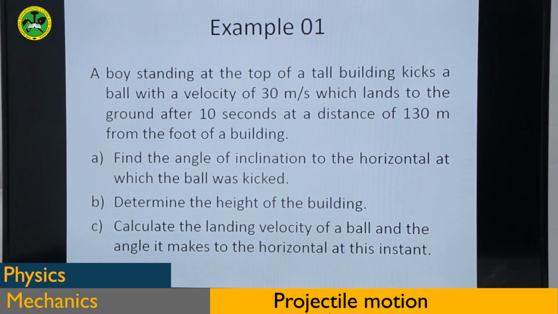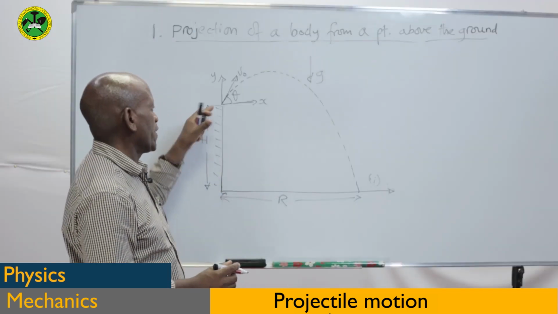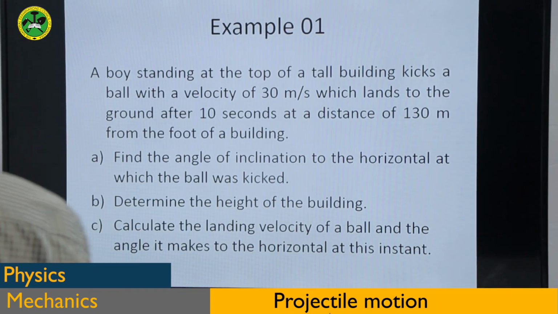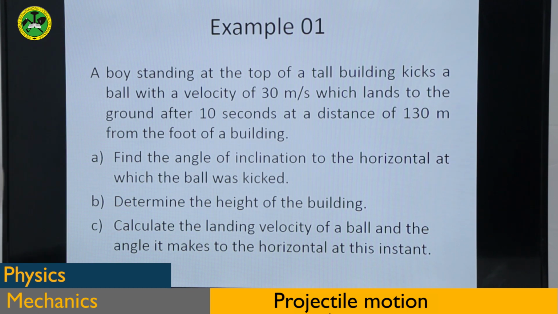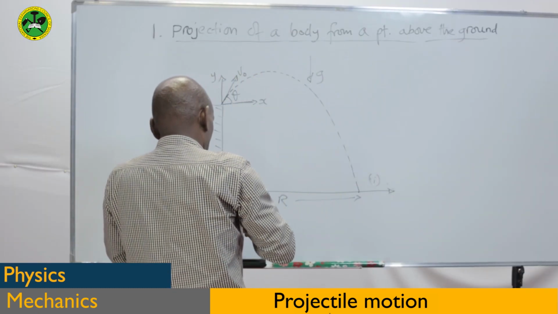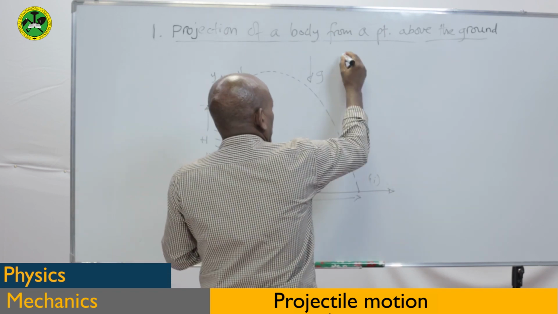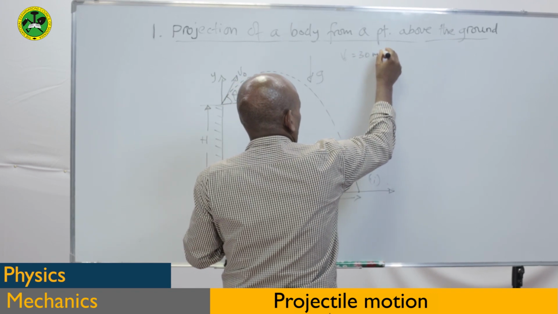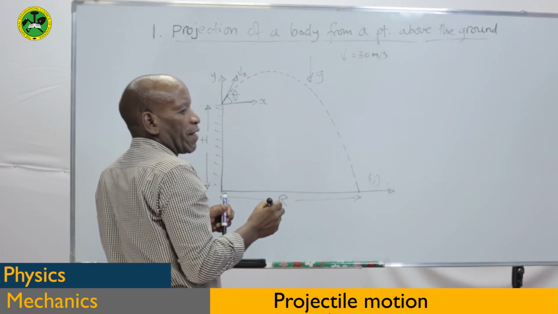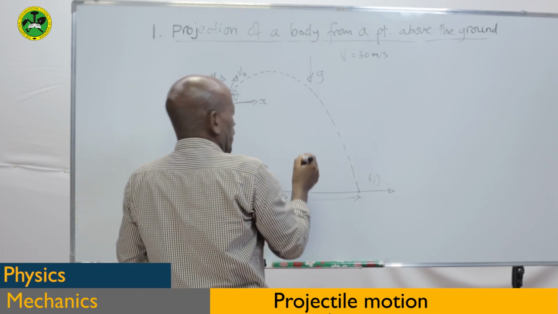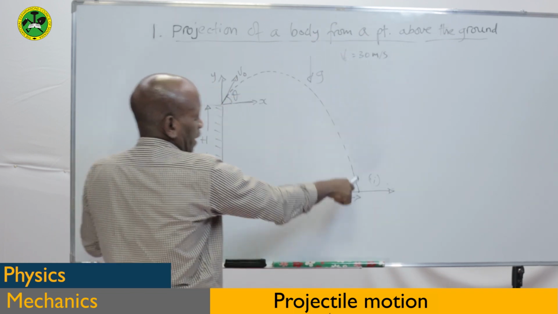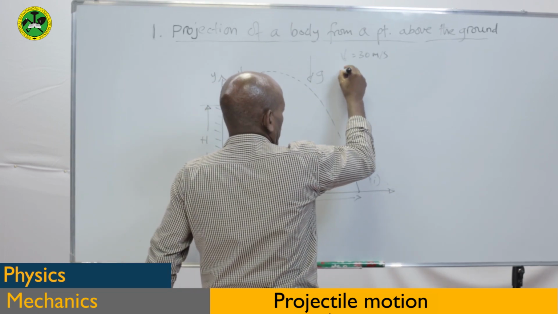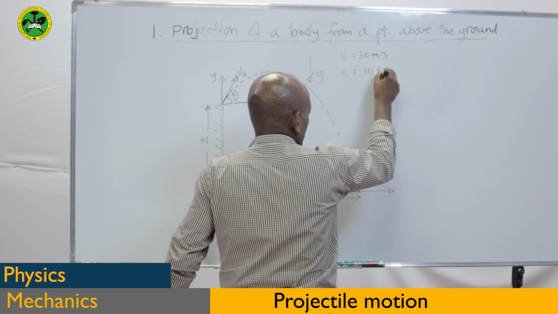So we are going to use the same diagram, where the boy is standing at the top of the building. He kicks a ball with a velocity of 30 meters per second. So my velocity v naught there is 30 meters per second. And it lands on the ground. So that is the time of flight. From this point until when it lands on the ground, it takes 10 seconds. So the time there is 10 seconds.